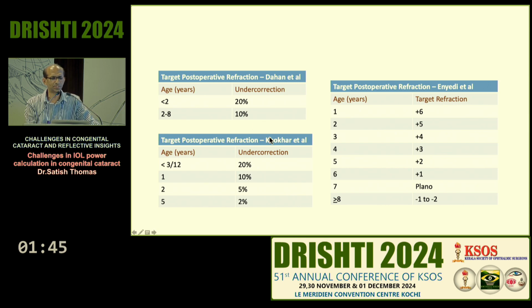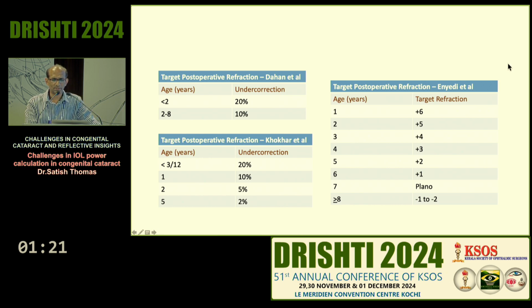There is this Indian study from RP Center by Dr. Coker, which showed that in Indian eyes, the progression of myopia isn't as much, and so they have recommended far lower numbers, which are here. Below 3 months, you would undercorrect by 20%, but at 2 years of age, only by 5%, and like that.